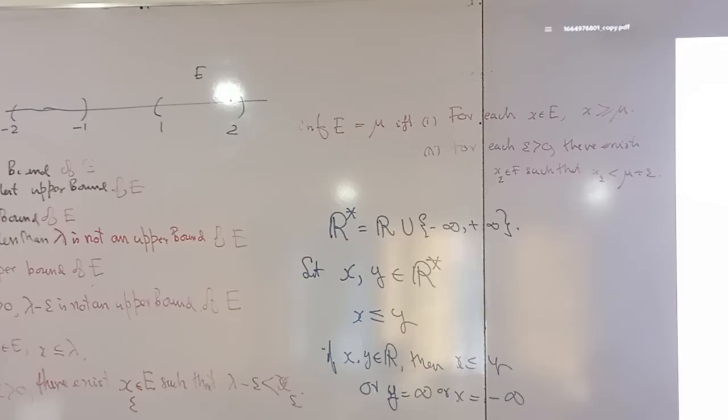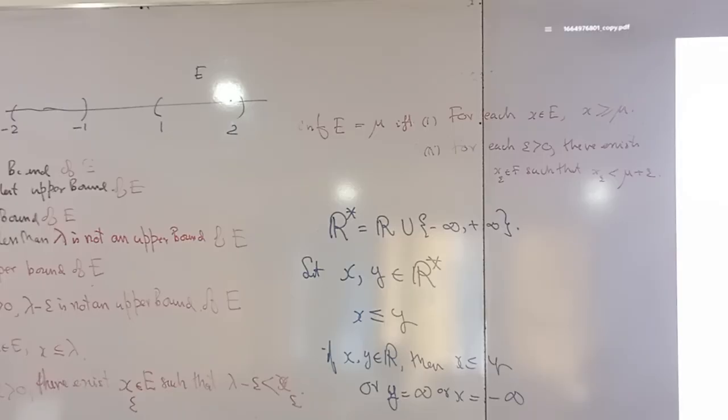Why do we say, by the way, that it has supremum infinity? Infimum 1 is clear, no? 1 is the smallest one. We say supremum is infinity because it is not bounded above. That's how we define it, no? If it is not bounded above, we say supremum is infinity.